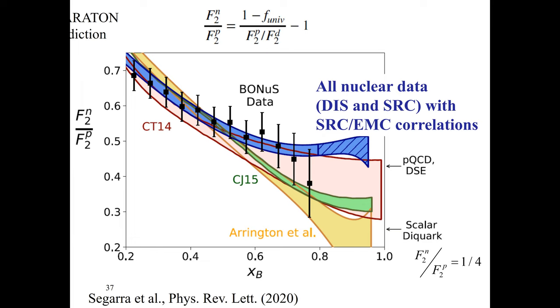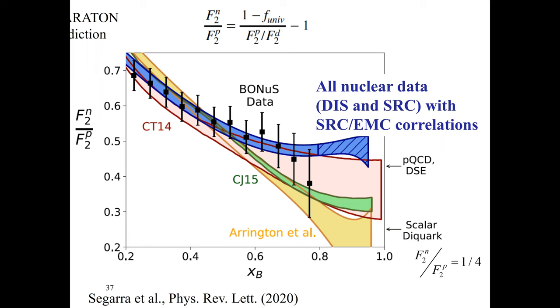The blue band is our prediction for Fn over Fp using the same data, but assuming that the correction is done based on the universality of the EMC effect. So this is a function that we extract from all the nuclei. Smaller uncertainty does not by itself mean that you are right.